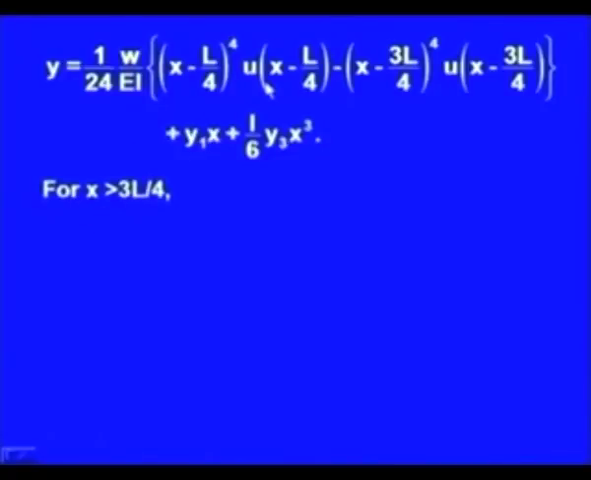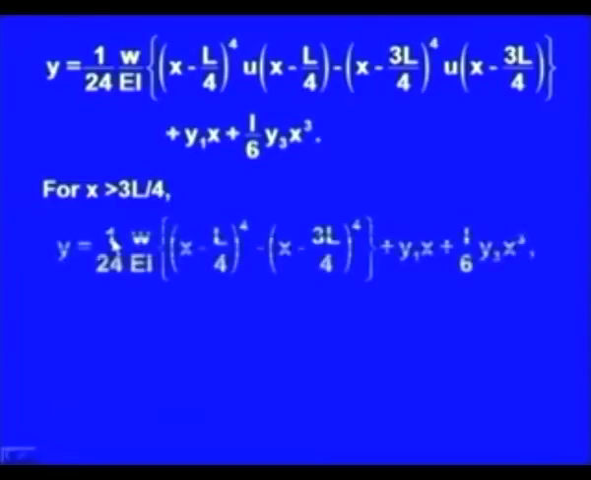Now, for x greater than 3L by 4, we have y equal to 1 by 24 into w over EI, because u(x minus 3L by 4) will be equal to 1, and also u(x minus L by 4) will be equal to 1. So, we will have (x minus L by 4) raised to the power 4 minus (x minus 3L by 4) raised to the power 4 plus y1 x plus 1 by 6 y3 x cube.